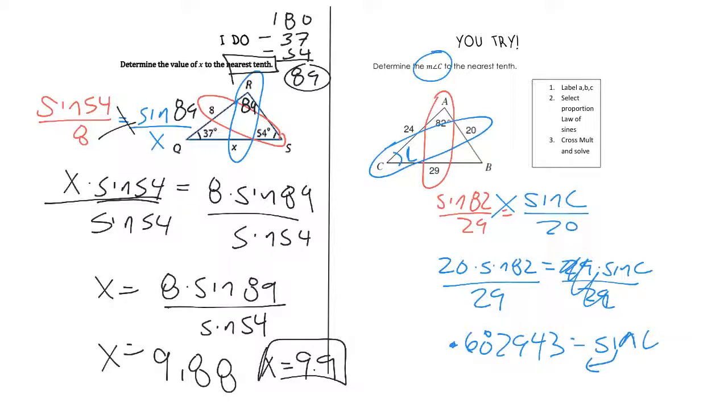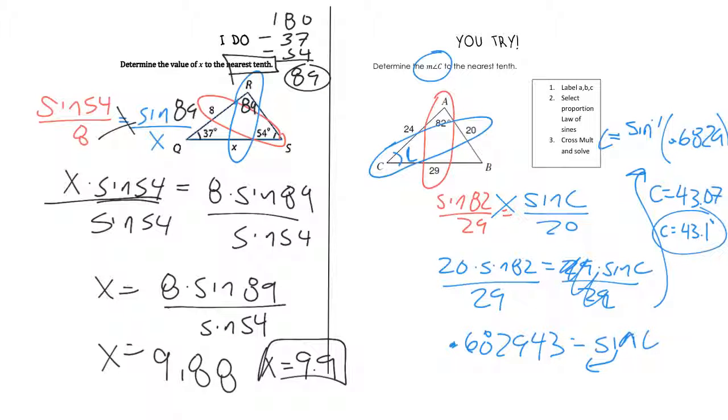To get sine to the other side to isolate C, we have to use the inverse of sine, which is sine negative 1. So I'm going to write it up here so I have it. So sine negative 1 of 0.6829, decimal goes on forever, is equal to C. So you just got to type this in your calculator. Second sine, and then 0.682943. And we get C equals 43.07. It says to the nearest tenth, so C equals 43.1 degrees. So we figured out this angle.